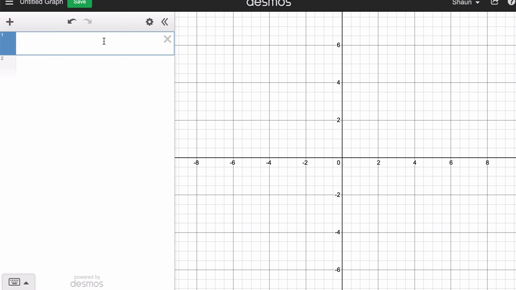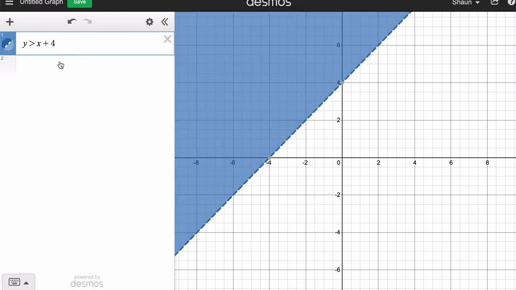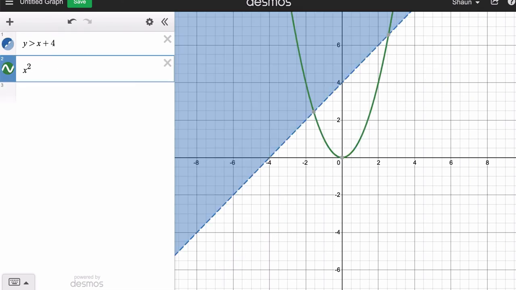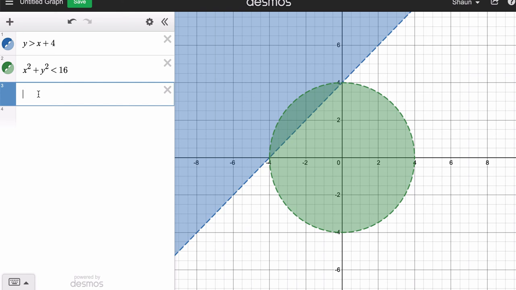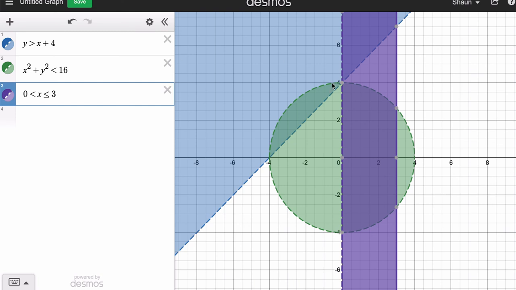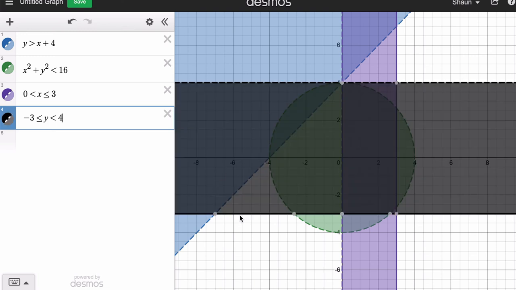Finally, we're going to be using Desmos a lot with our inequalities, so it's important that you understand how this works. In one sense, you can just type in greater than or less than like you've seen me do to get some kind of shading. You can do it for a circle, like x squared plus y squared is less than 16. You can also shade vertical regions. Let's say 0 is less than x, less than or equal to 3. You can see it shades with a dash on one side and the full line on the other. You could do it horizontally. Let's say negative 3 is less than or equal to y, less than 4. You can get all these regions.